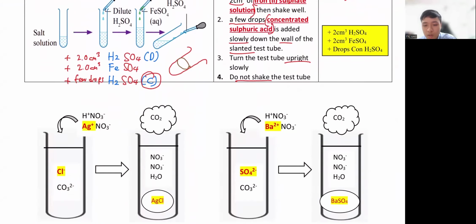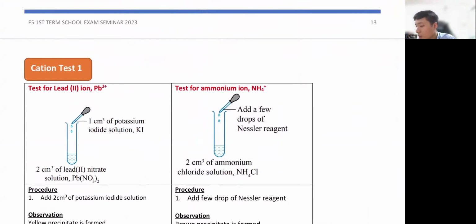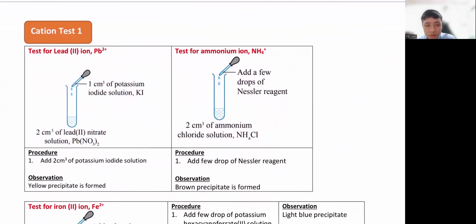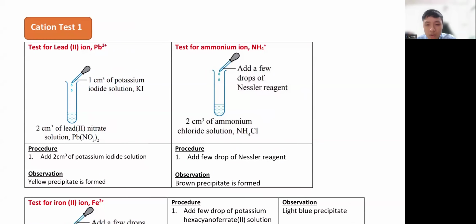Okay, important, last part, the cation test. The cation test is a bit harder, and you have a lot of things. Cation test number one part: Pb2+. First of all, Pb2+, how to test? You add KI, potassium iodide. KI contains two ions, K+ and I-. That I- will find Pb2+, and what do we form? We form PbI2.